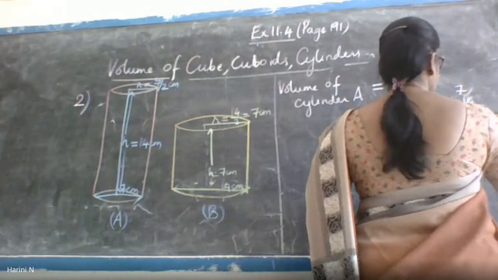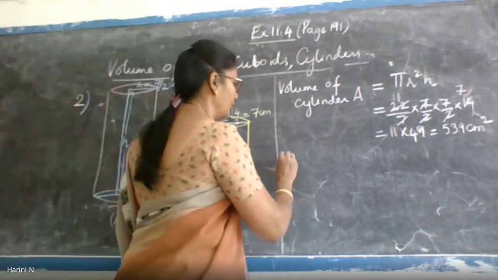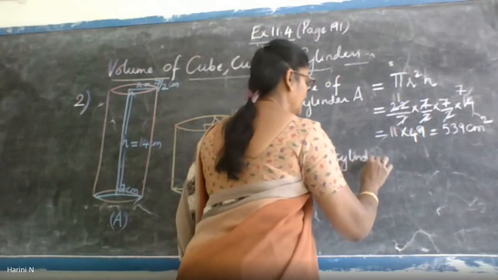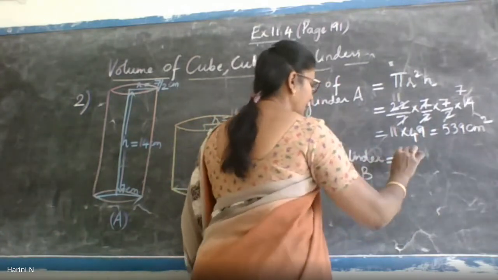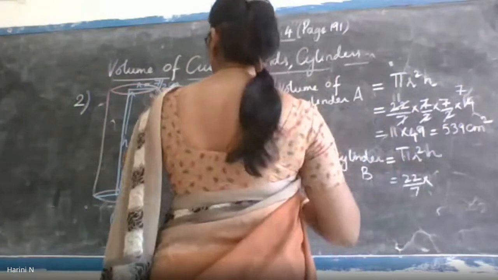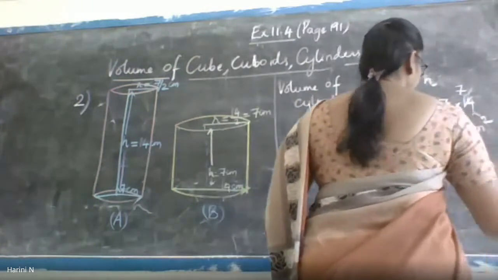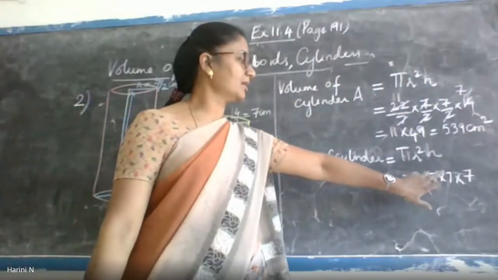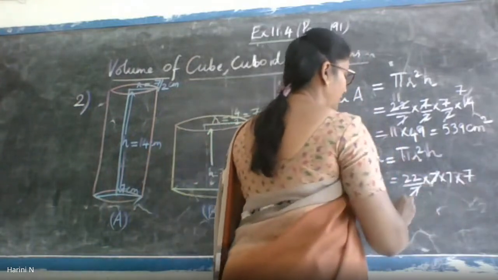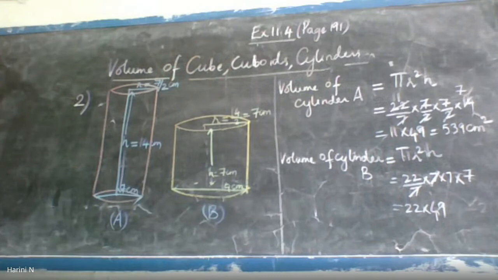539 centimeters square. So this is the volume of cylinder A. Alright, next, volume of cylinder B. Again, pi r square h. Here the radius is 7, so 7 into 7, and the height is again 7. Alright, so pi into r into h. So this 7 will go here. So you have 2 7s and 22. So 22 into 49.